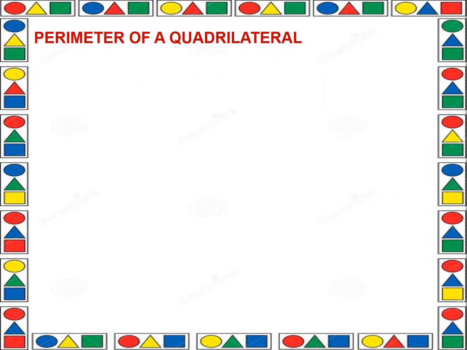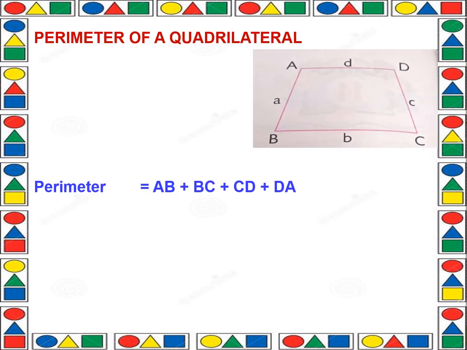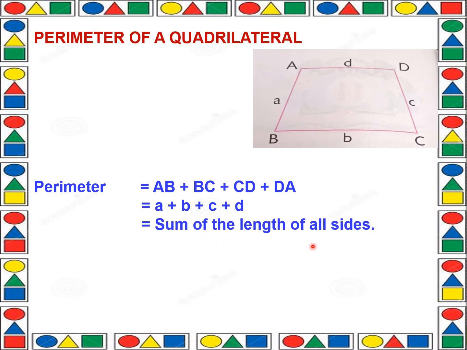Now the perimeter of a quadrilateral. This is a quadrilateral. The perimeter equals the sum of all sides: AB plus BC plus CD plus DA. If the length of AB is a, BC is b, CD is c, and DA is d, then a plus b plus c plus d equals the sum of the lengths of all sides.